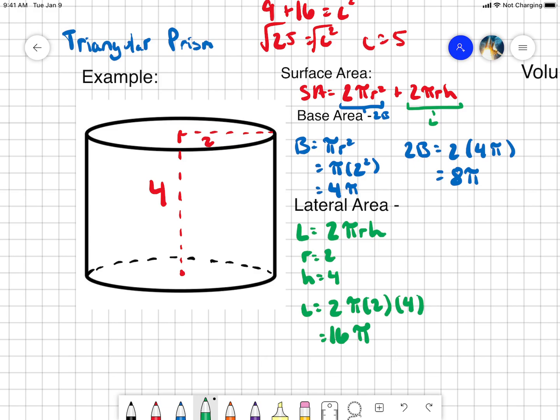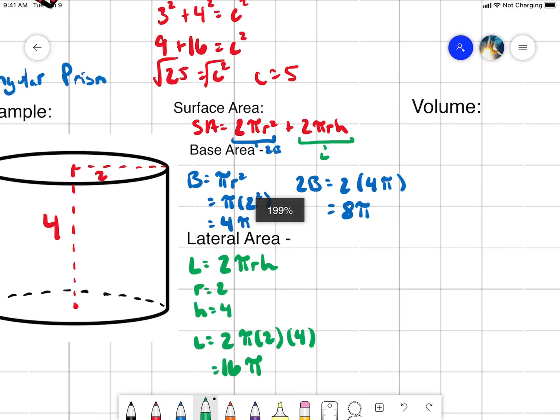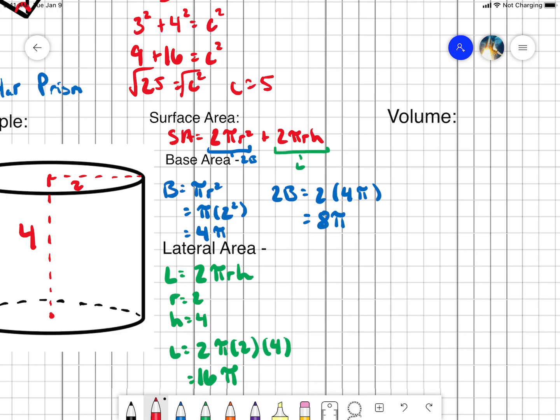So for my surface area, we already know that 2 pi r squared is 8 pi. And we know our lateral area is 16 pi. Okay. That gives us a total area of 8 plus 16, which is 24 pi units squared. Okay? Does that make sense?